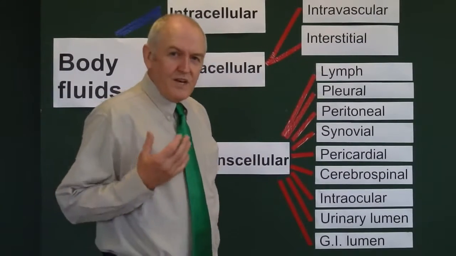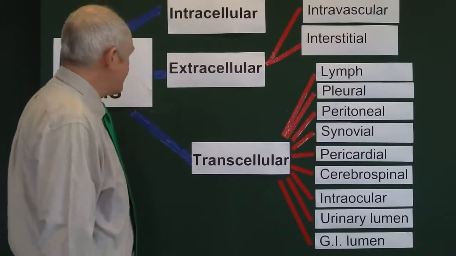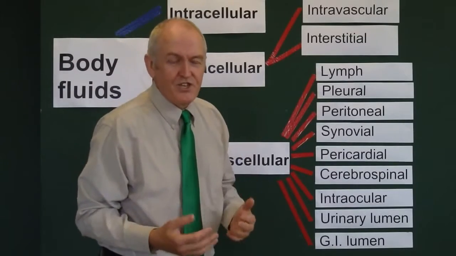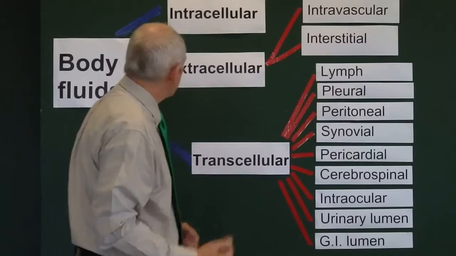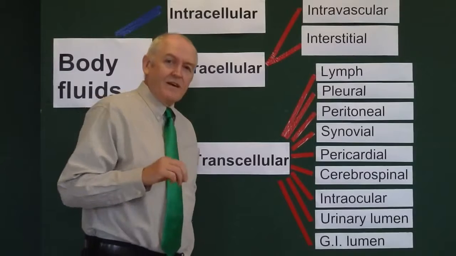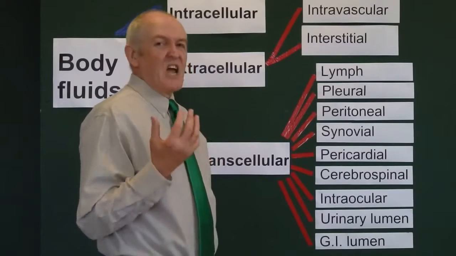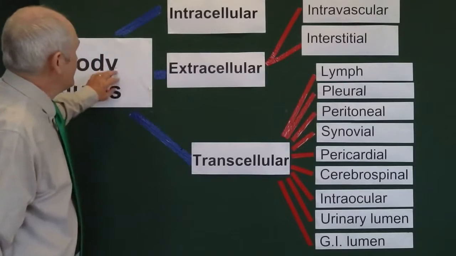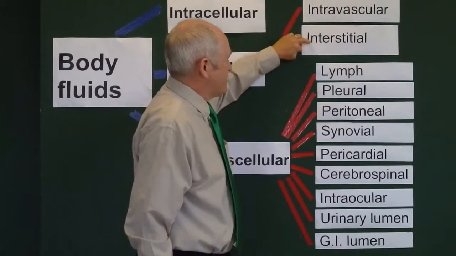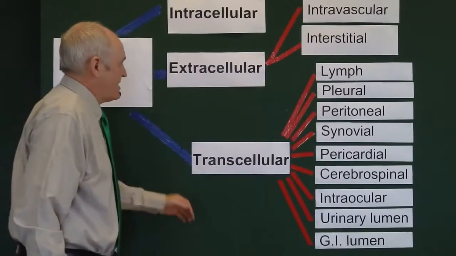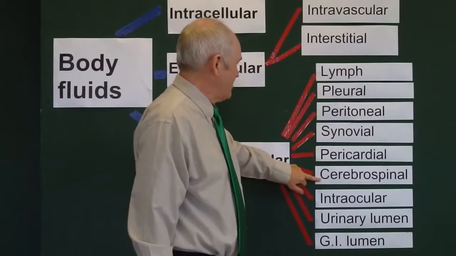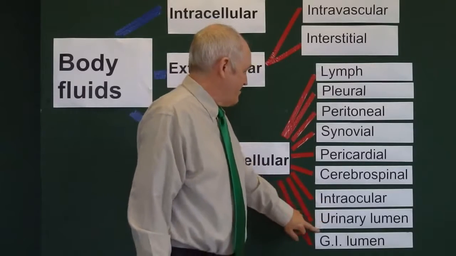So we see that body fluids are compartmentalised. Different people are going to have different amounts of body fluid depending on the relative proportions of muscular tissue and adipose tissue in the body. But these fluids are going to be compartmentalised in an anatomically, physiologically, precisely regulated way. Body fluids: intracellular, extracellular, transcellular, intravascular, interstitial, and the examples we looked at of transcellular: lymphatic, pleural, peritoneal, synovial, pericardial, cerebral, spinal, intraocular, urinary and gastrointestinal lumen.